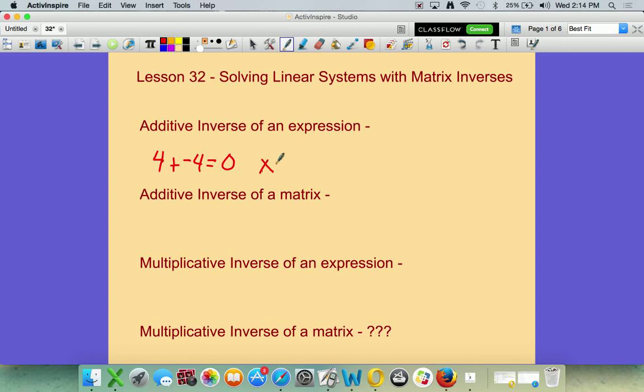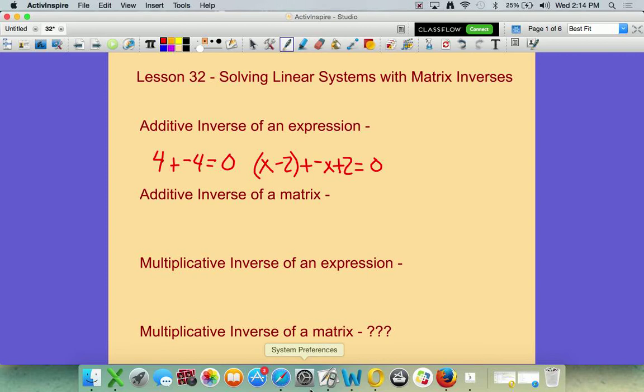If I had x minus 2, what do I have to add to that to end up getting a 0? That would be negative x plus 2. We just run a negative through what we're trying to find the inverse of.